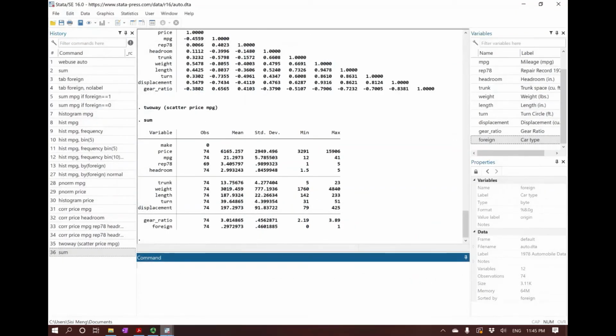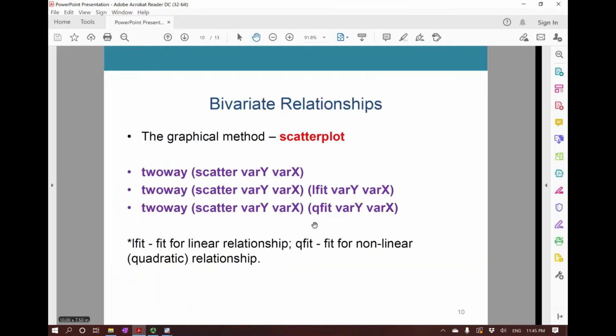On the other hand, it's actually very useful to sometimes create another fit line to help you read your scatter plot. Remember, we do not usually produce multiple scatter plots, but we can create a scatter plot together with a linear fitted line plot. So lfit stands for linear fit.